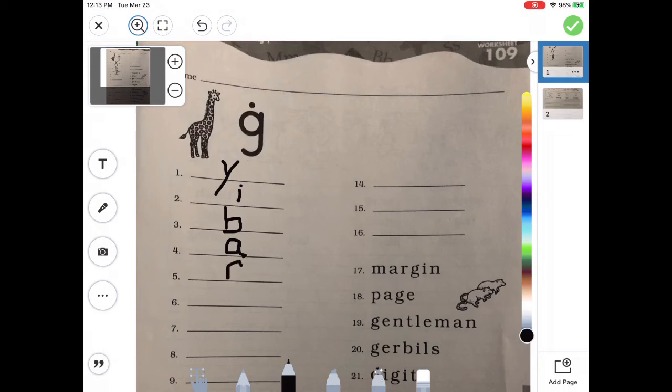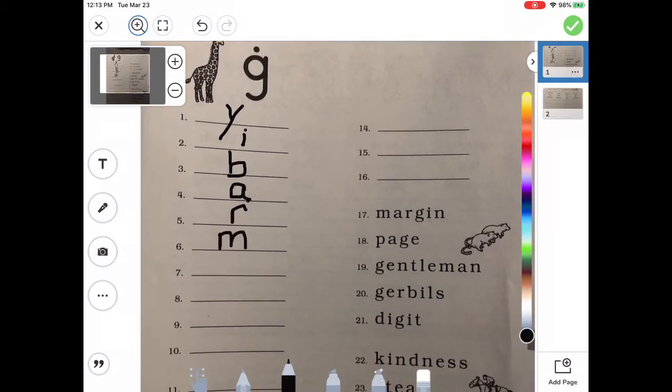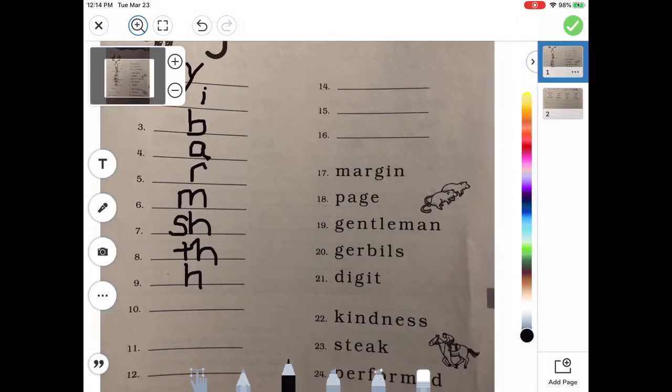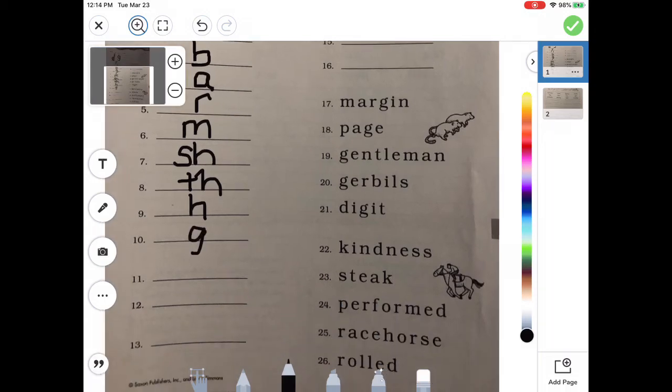And then the R, good job. And M, perfect. How about the sh sound? SH, good job. And then the TH, good job. And then H. And then what about the G sound? That's right, that's that hard G.